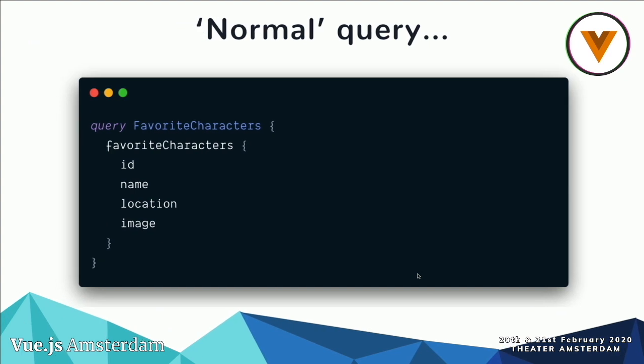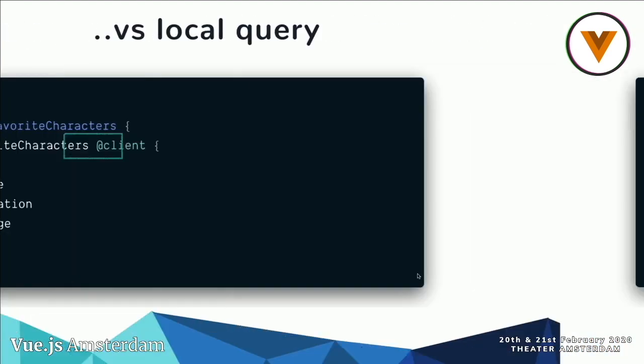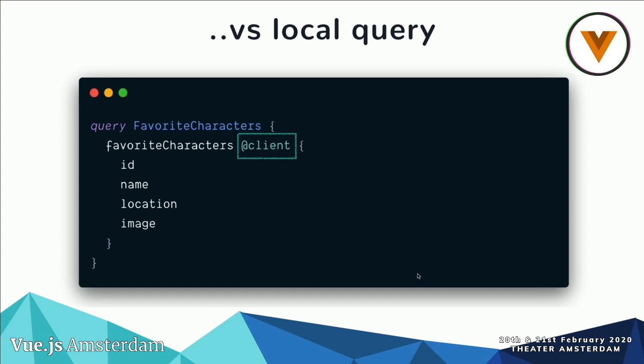So this is how a normal GraphQL query looks like. Normal, I mean this query will go to the GraphQL API endpoint. We just want to fetch favorite characters, and we define some fields we want to fetch. What's the difference with a local query? In fact, it's like seven characters. We just add a client directive, and this query won't go to the API. It will just try to fetch data from Apollo cache, and that's it.